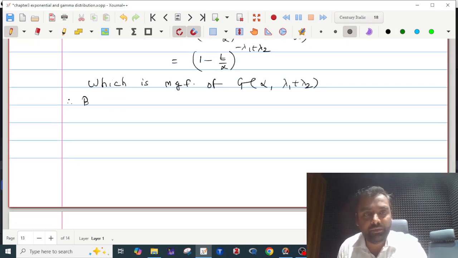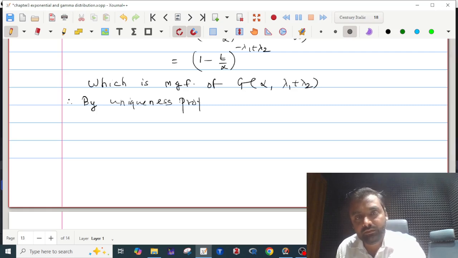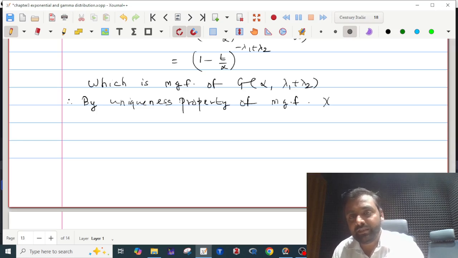Therefore, by the uniqueness property of MGF, X plus Y follows gamma distribution with parameter alpha, lambda 1 plus lambda 2.